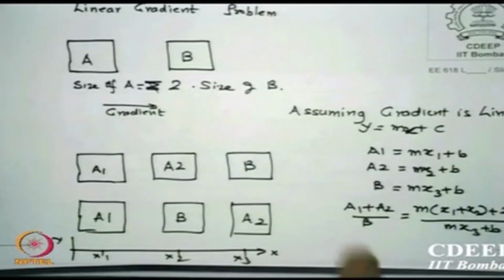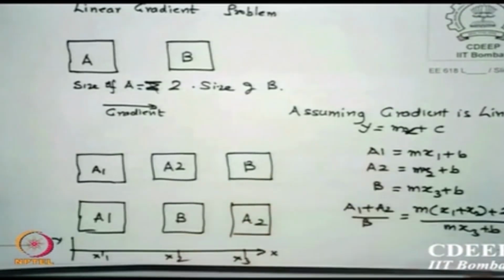Now if I write A1 plus A2 by b, I get m(x1 plus x2 plus 2b) by this. However, this does not become twice unless this becomes 2. Now this can only become 2 when x3 is equal to (x1 plus x2) by 2. Okay, this is an issue. The average of x1 and x2 must be equal to x3.